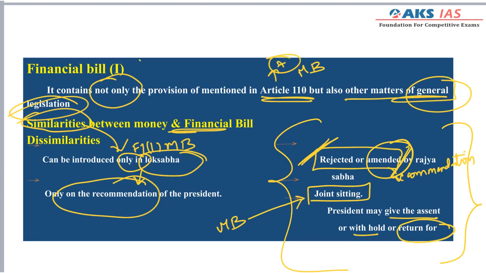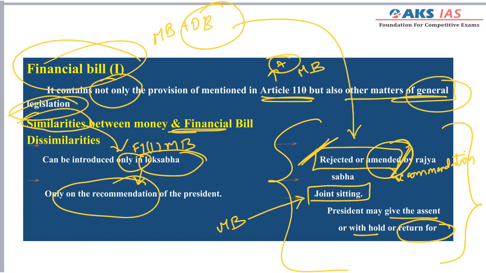It seems like financial bill 1 is a synthesis of both the money bill and the ordinary bill, with a synthesis of a few provisions of the ordinary bill, either the rejection or amendment by the Rajya Sabha, or the joint sitting, as well as the return of the bill by the President. So financial bill 1 has a synthesis of both the money bill and the ordinary bill.